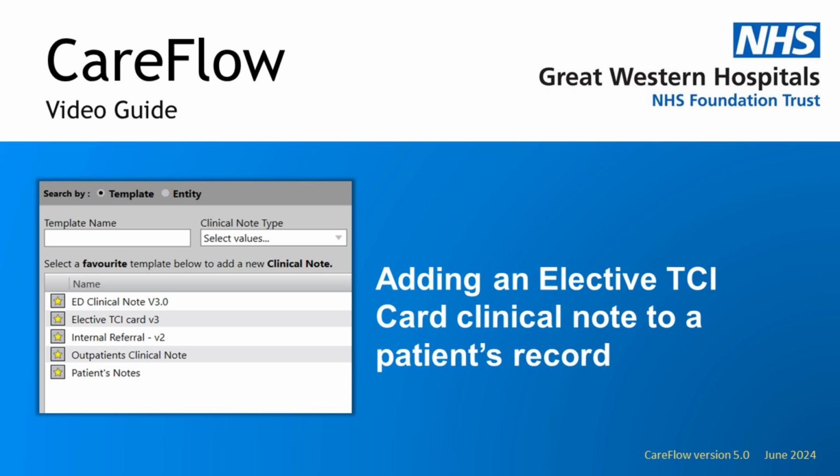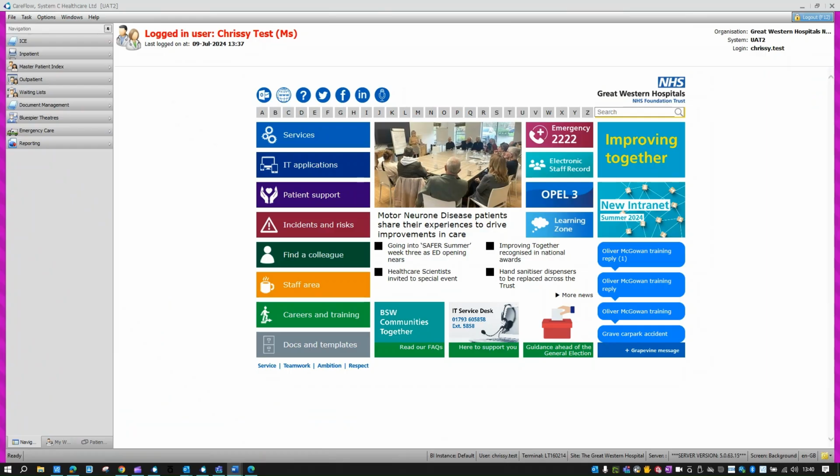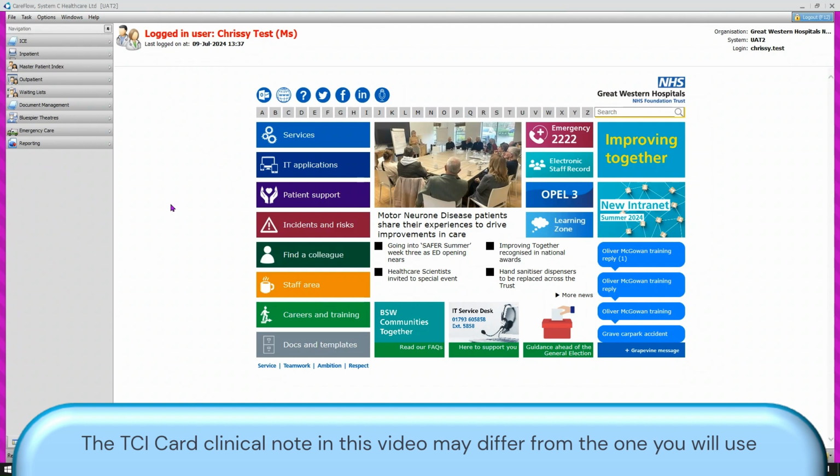In this video, we will walk through how to add an elective TCI card clinical note to a patient's record in CareFlow. An elective TCI card is completed and submitted when you need to advise the elective admissions department that a patient requires hospital admission for surgery or treatments that can be scheduled in advance.